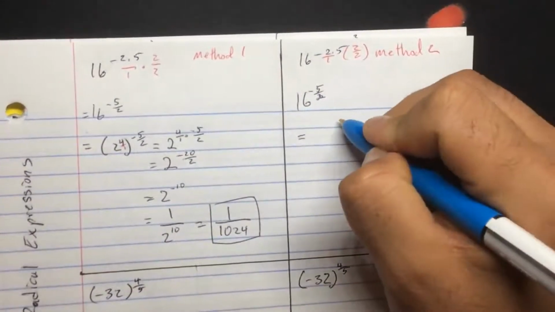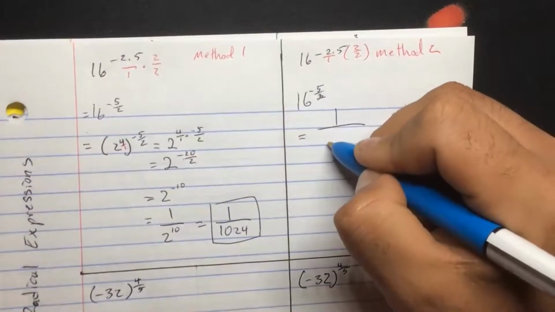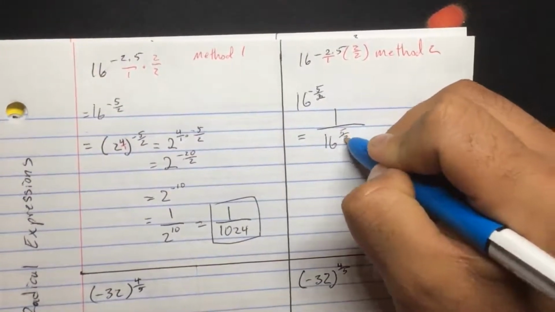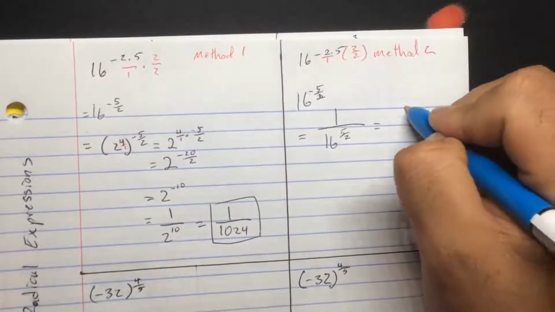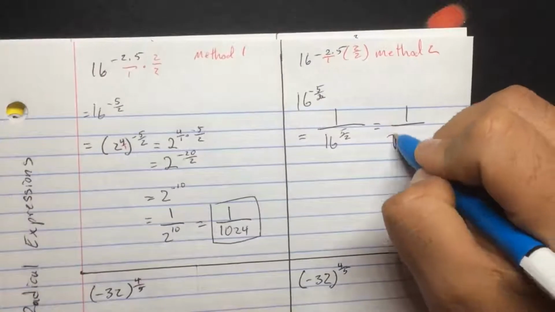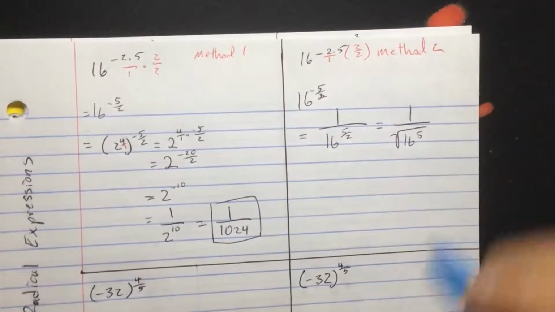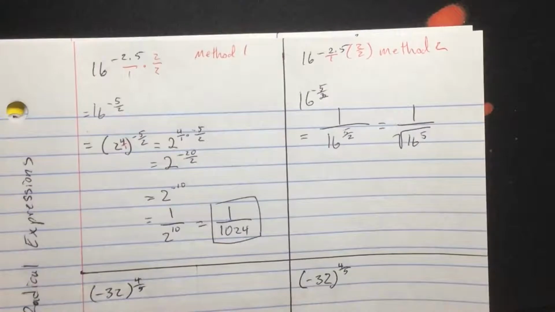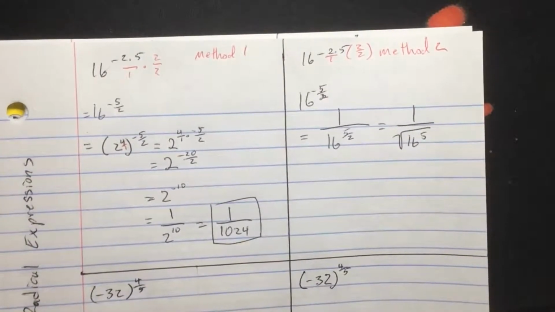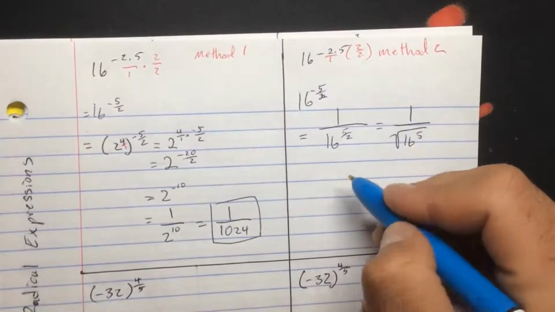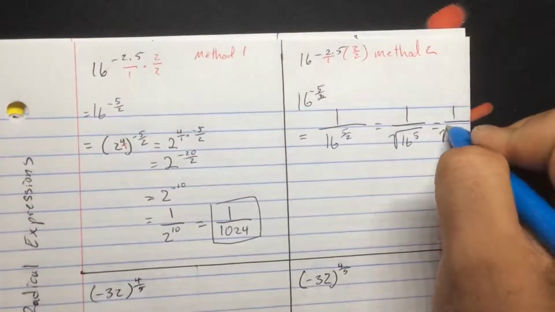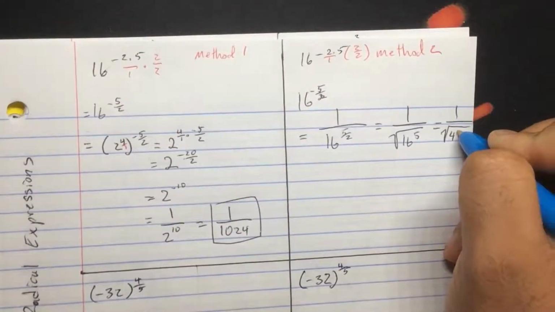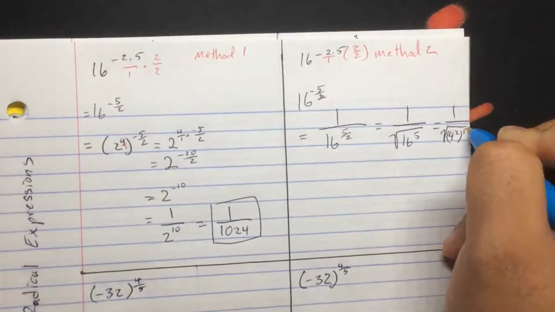First thing we're going to do in this one is put it over 1. So we're going to have 1 over 16 to the 5 over 2. Then we're going to change this into our radical form. We have 1 over the square root of 16 to the 5th power. Then we're going to change our 16 into 4 squared. So this is going to be equal to 1 over the square root of 4 squared to the 5th power.